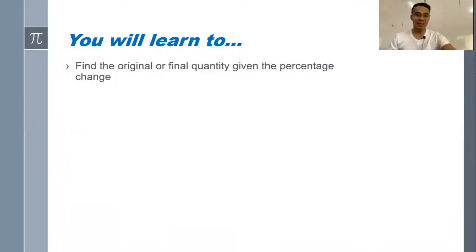After watching this video, you are expected to be able to find the original or final quantity given the percentage change. So before I proceed, what do you mean by percentage change? It's a term that you have to understand before you can proceed to solving word problems about percentage change. When we say percentage change, we're talking about the increase or decrease. Percentage increase or percentage decrease. If you're familiar with markup or discount, that's what I'm talking about.